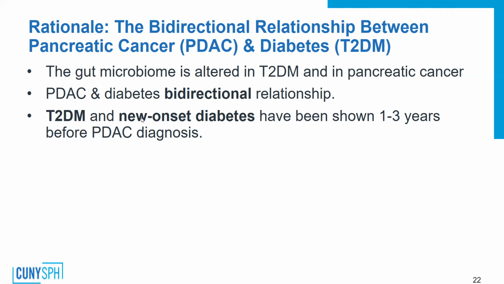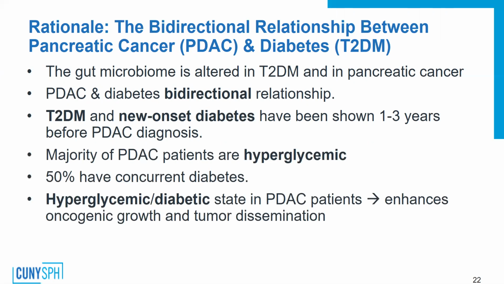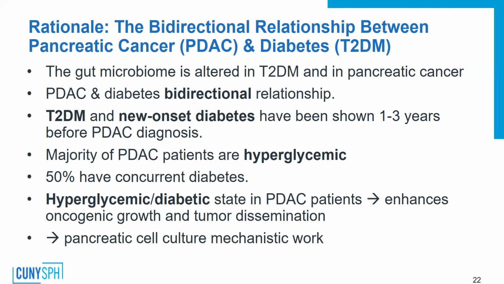So type 2 diabetes and new onset diabetes have been shown 1 to 3 years before the diagnosis of pancreatic ductal adenocarcinoma. And the majority of pancreatic ductal adenocarcinoma patients are hyperglycemic. About 50% have concurrent diabetes, and the hyperglycemic diabetic state in the patients with pancreatic ductal adenocarcinoma enhances the oncogenic growth and tumor dissemination. So we set out to investigate the mechanistic pathways in cell culture.